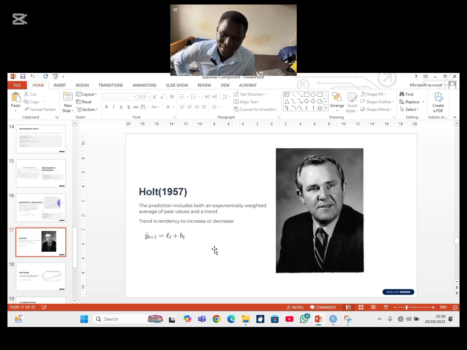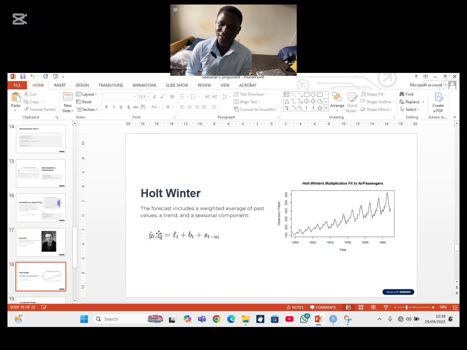He used the exponential smoothing and added in the trend, and he was able to make his forecast. But that is not our major concern here. Our major concern is seasonality. And the person who was able to model seasonality was Winter, who also improved on Holt's method.